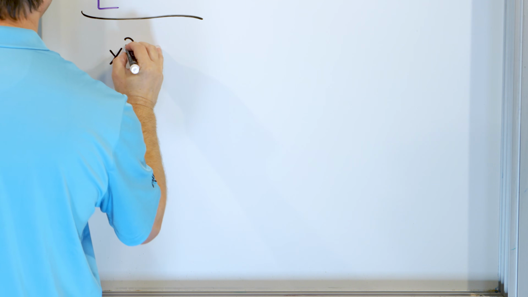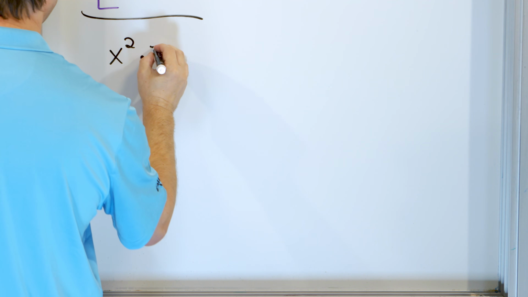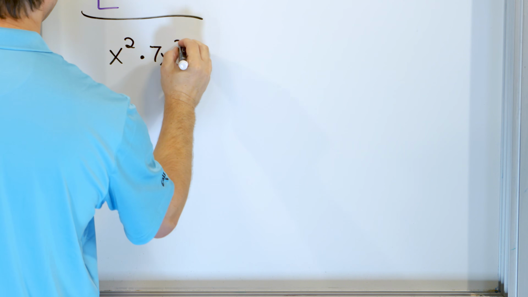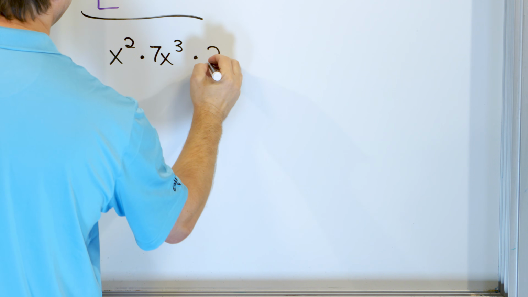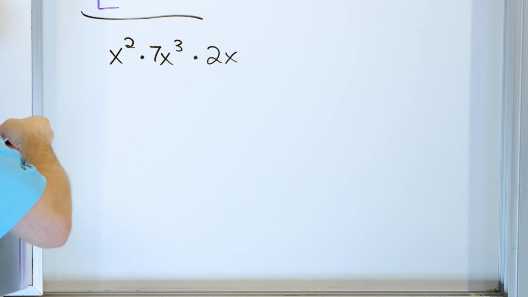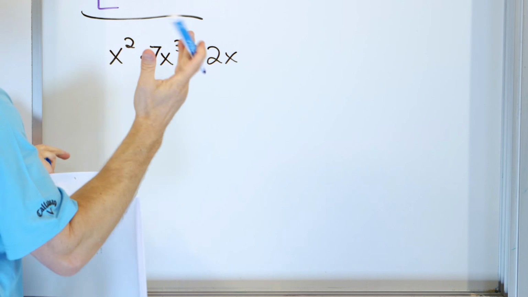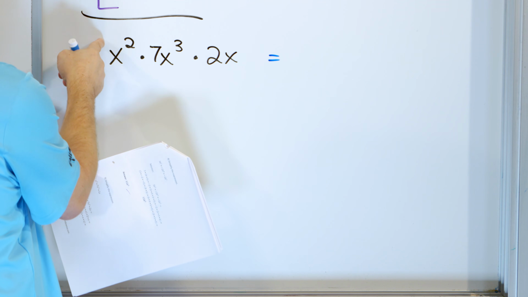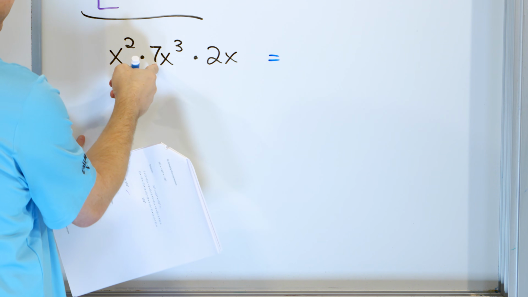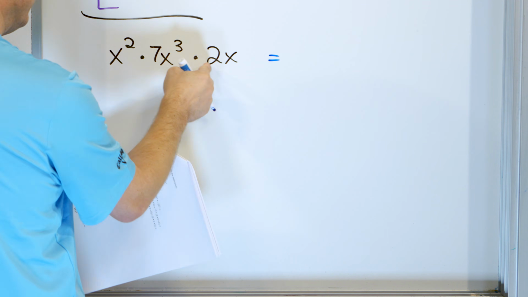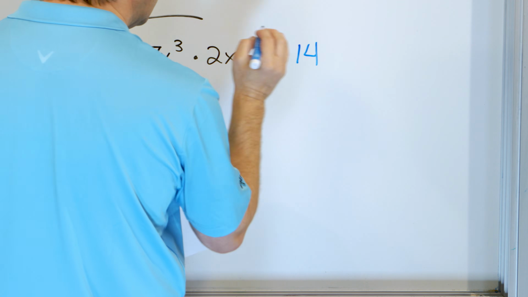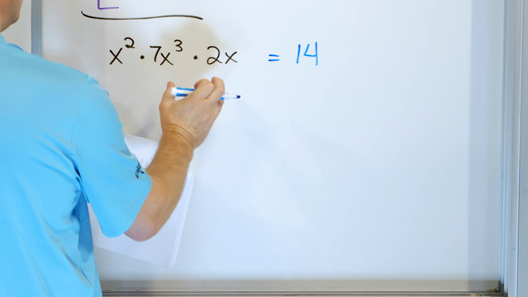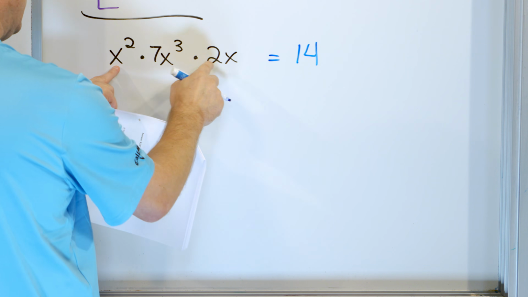What about x squared multiplied by 7x to the 3rd power multiplied by 2x? All right, so same sort of thing. Let's try to do this one all in one step because it's not so bad really. There's an invisible 1 in front of this as a coefficient, times 7 is just 7, and 7 times 2 is 14.